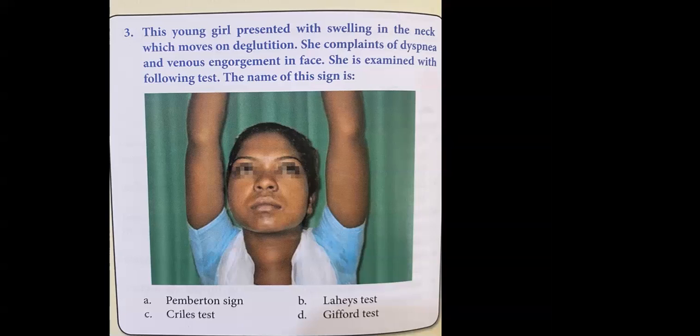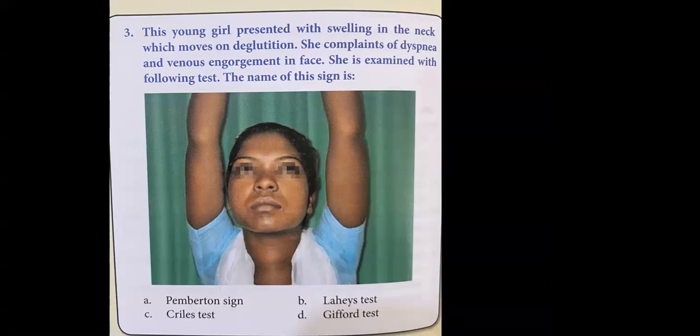Venous congestion. Good. So ask the patient to lift the hands above the shoulder. So for what is it done? Pemberton sign is positive in retrosternal goiter. Very good. So on this maneuver, if there is facial congestion, then there is retrosternal extension of the goiter. The goiter compresses the venous system, causing venous congestion.